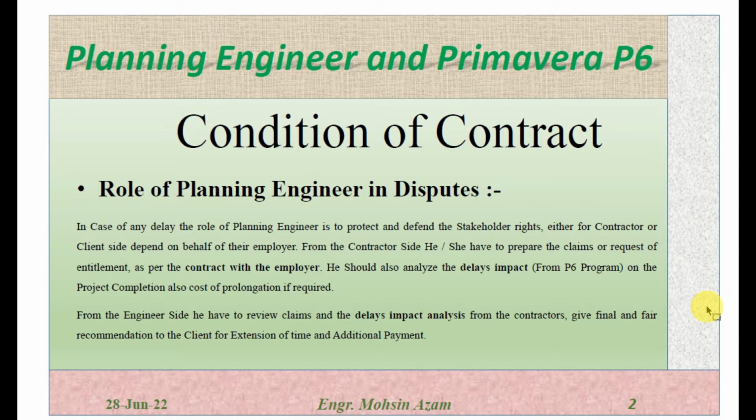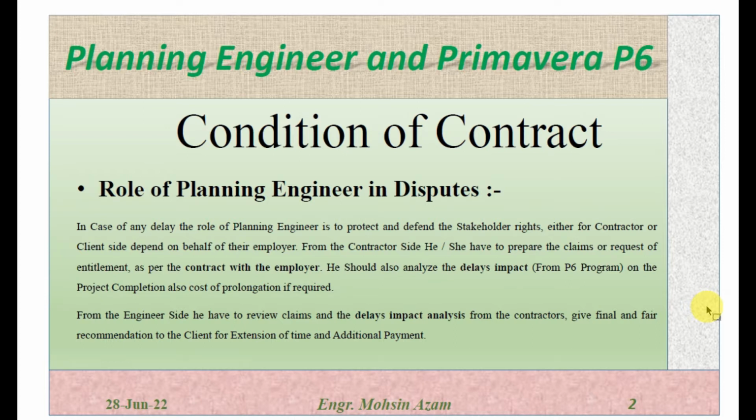So as we discussed before, when we start any project, we first have to sign a contract between two parties. So when the project starts deviating from the original baseline or duration, or the budget starts increasing, the contractor has to raise his claim. He should also analyze the delay impact from the P6 program on the project completion and the cost prolongation. So what will be the role of the planning engineer?